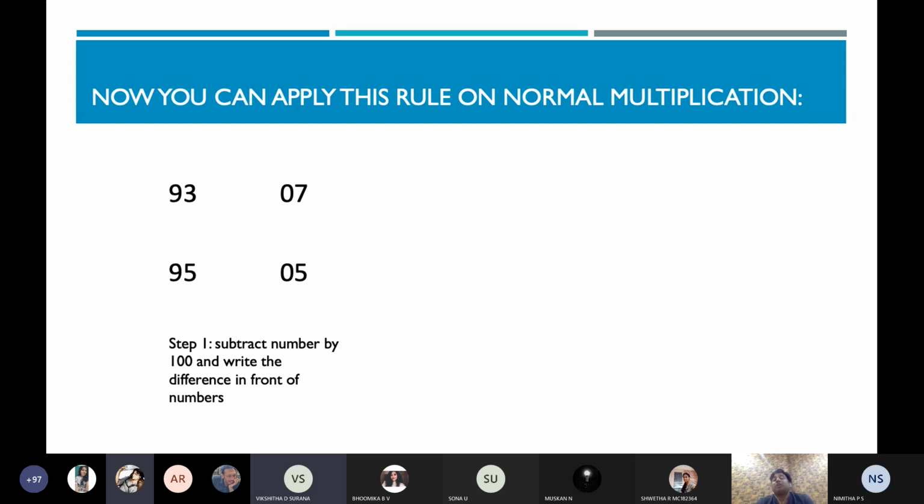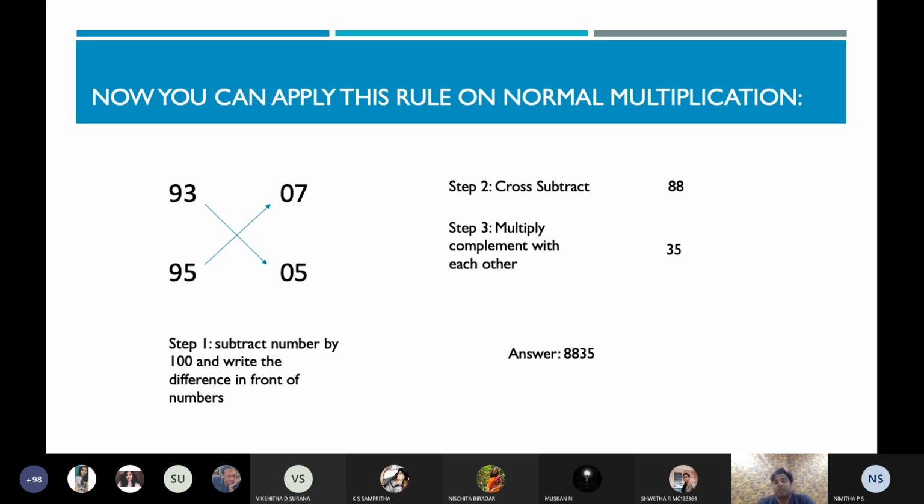What was the second step? Cross subtract, right? Here, either you can do 93 minus 5 or 95 minus 7. You will always get the same value. So 93 minus 5 is how much? 88. And then what we used to do? We used to multiply the complements. So here, what will be the result of complement multiplication? 35. My answer is 8835 for 93 multiplied by 95, right?